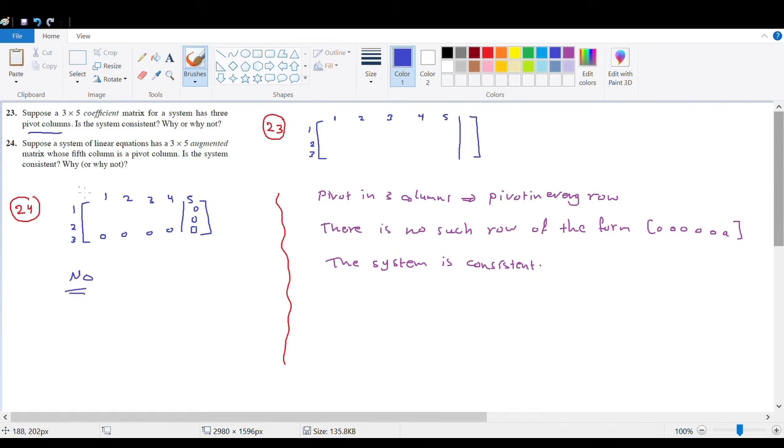Is the system consistent? No, because we have the form 0, 0, and here we have B. Because the last row is in the form 0, 0, 0, 0, B, which is inconsistent.